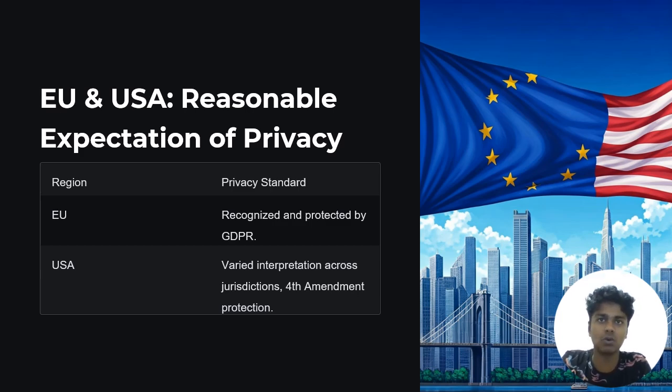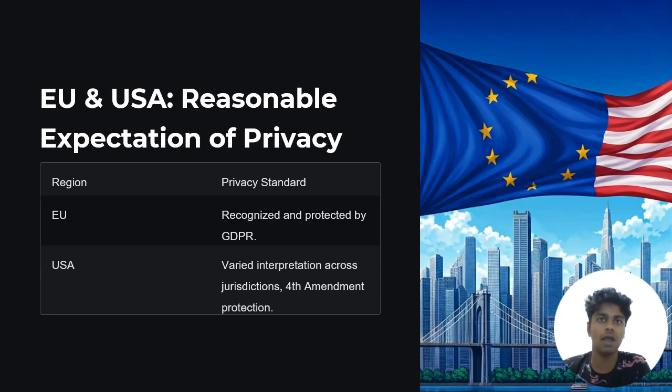In Katz, the court ruled that the government's placement of a listening device on a public phone booth violated Katz's reasonable expectation of privacy, setting a precedent that applies to a wide range of searches by the police. The reasonable expectation test from Katz continues to shape privacy jurisprudence in the US, particularly concerning searches of electronic devices and surveillance.